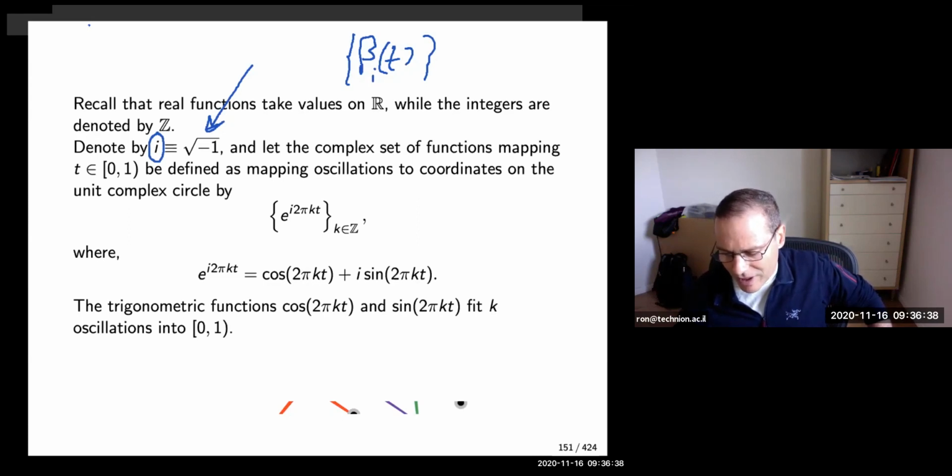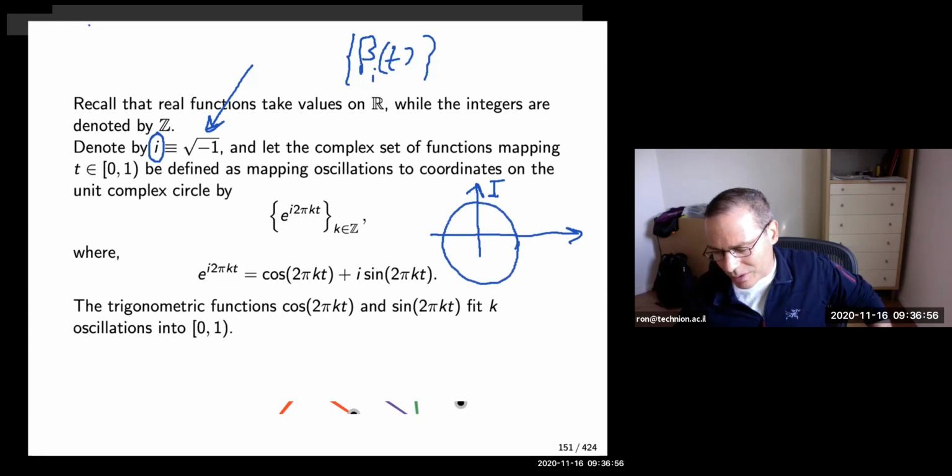Now, the moment you define imaginary numbers, then you can add an axis. If this is the real numbers, so this is the reals, you can add another axis for the imaginary numbers. And then, for example, you can explore the unit circle. What happens here is that you can travel on this unit circle, and it would have an imaginary part and a real part. Okay, so this would be the real part, and this would be the imaginary part.